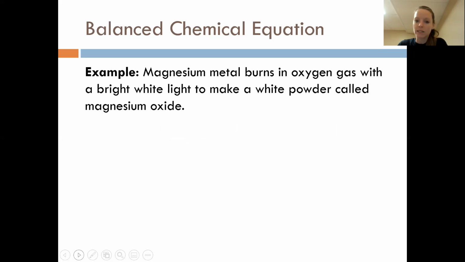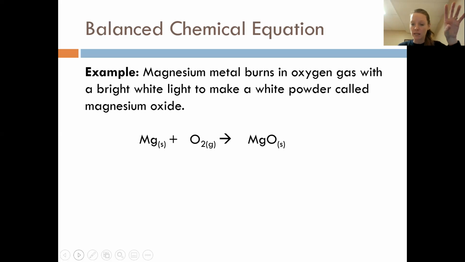So here's an example. Magnesium metal burns in oxygen gas, it produces a bright white light, and it makes a powder called magnesium oxide. The word equation would be magnesium plus oxygen gas, arrow, magnesium oxide. Then the symbol or the skeleton equation: magnesium is Mg, it's a solid. Oxygen gas is O2 because it's diatomic. It's a gas. It makes magnesium oxide, +2 and -2, MgO, and it is a solid. It says it's a white powder substance. This would be the symbol or skeleton equation.